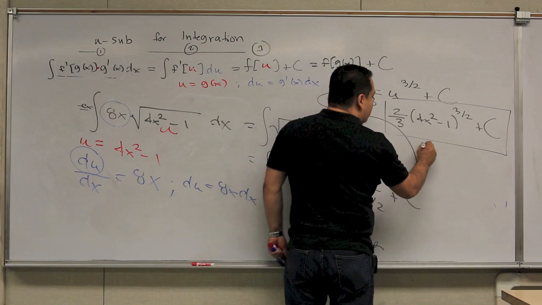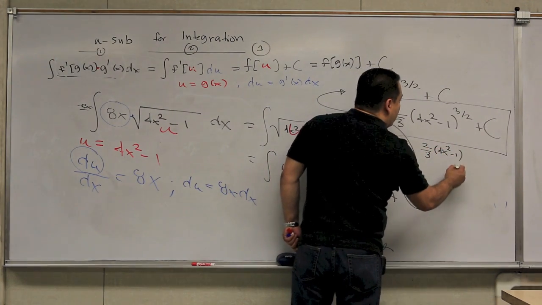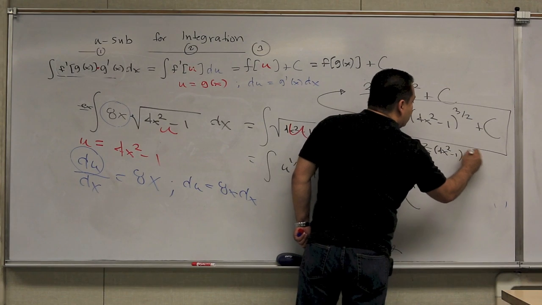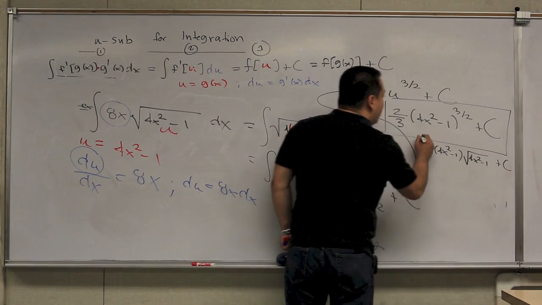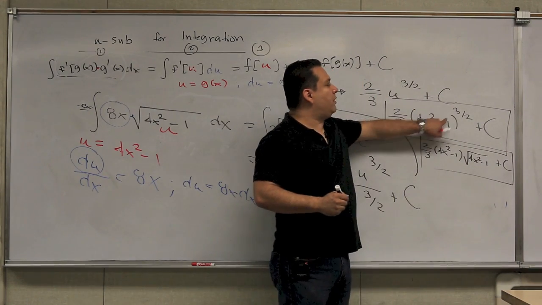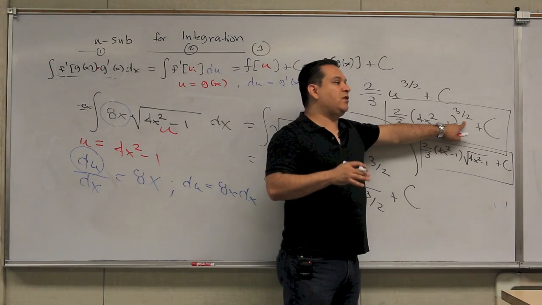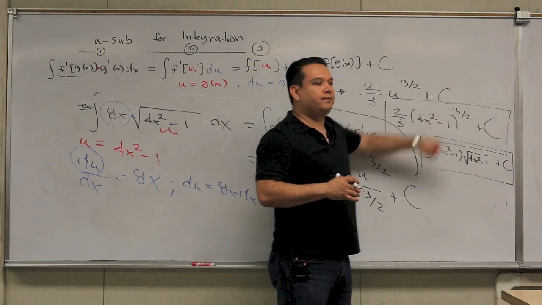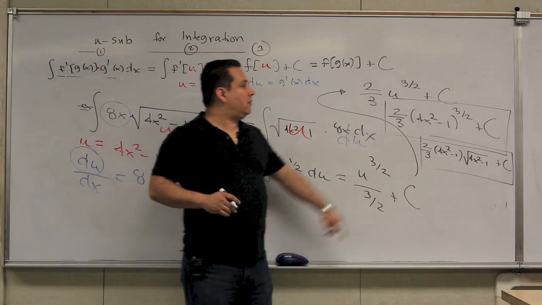I'll let you guys think about this. Isn't that 2/3 times 4x squared minus 1 times the square root of 4x squared minus 1 plus c, if you simplified the radical there? Because this is cubed, and you're taking the square root because it's divided by 2 here. In other words, you simplified this radical. Okay? And so notice, we actually did what?